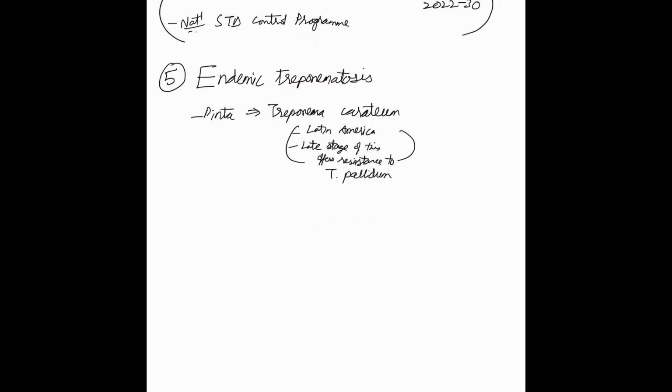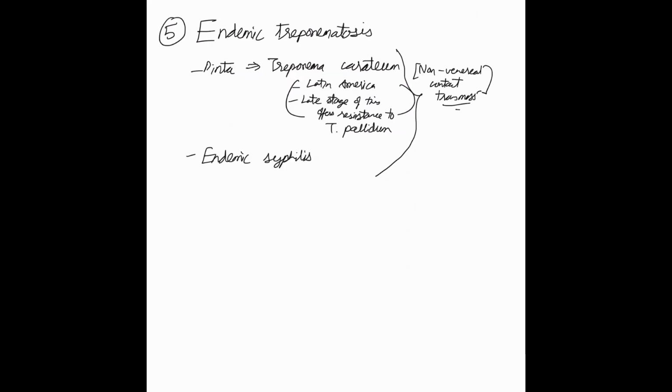Now, coming to endemic treponematosis. So, we have something called pinta, which is caused by Treponema carateum, which is seen in Latin America. And the late stage of this disease gives resistance to Treponema pallidum. The next disease is endemic syphilis. It's also called bejel in Syria. It's common in the Middle East, Africa, and Australia. Pinta and endemic syphilis are transmitted by non-venereal contact transmission.